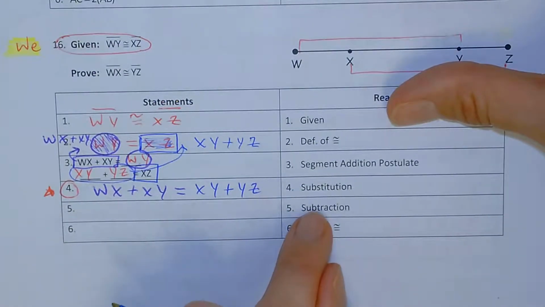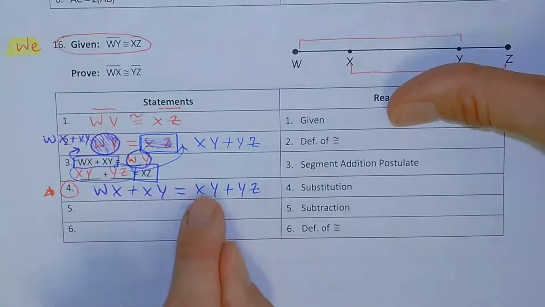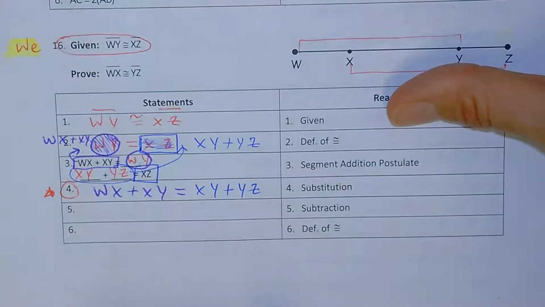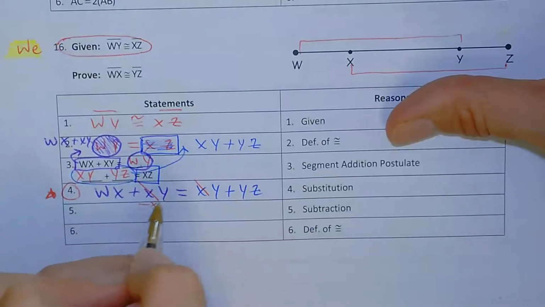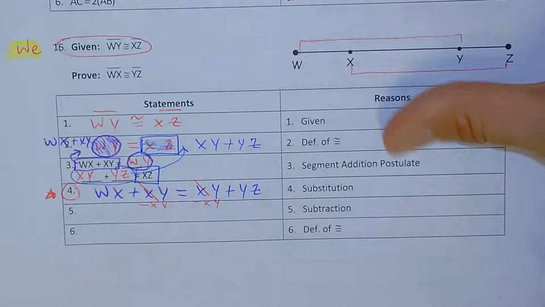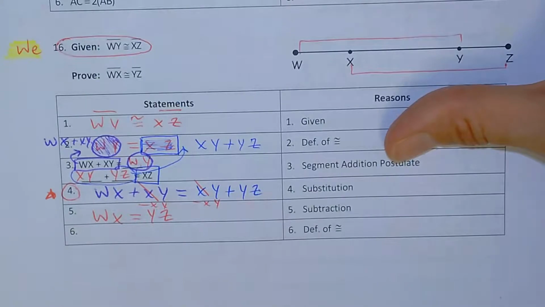Okay, next it would like us to use the subtraction property. This looks weird because it's geometry, but if you notice, do you see how these two things match on both sides? If you have an equation where you have things that match on both sides, you're allowed to subtract those off. So it's kind of like minus XY, and they're going to disappear. So we're going to be left with WX equals YZ. That's all that's going to be left when we subtract those off.